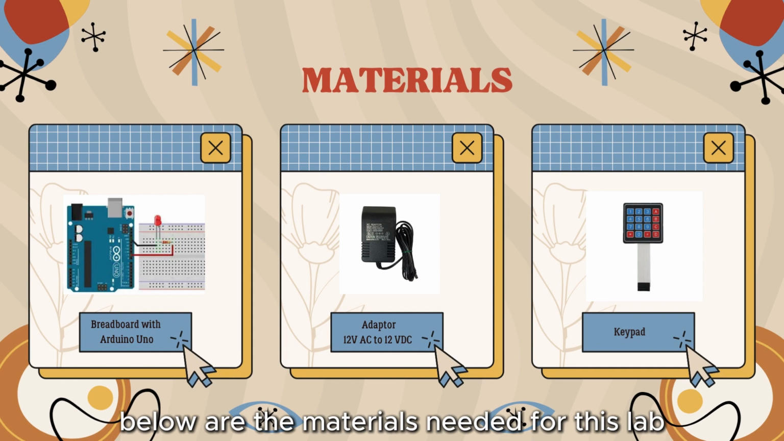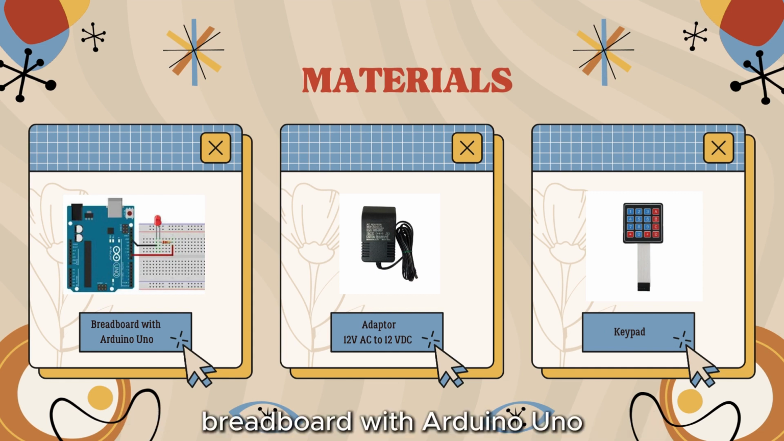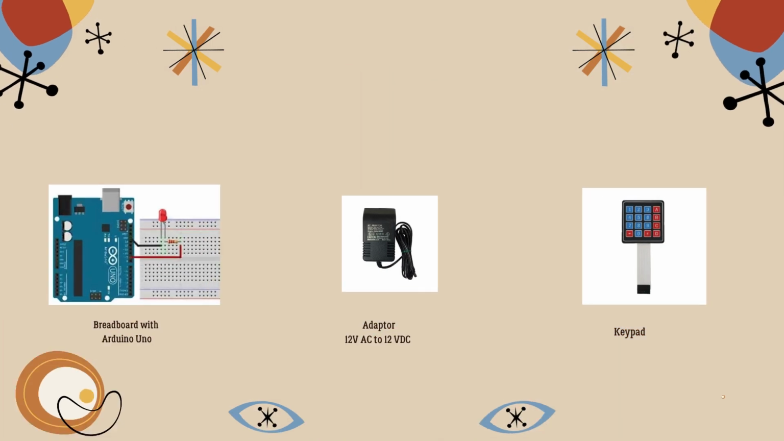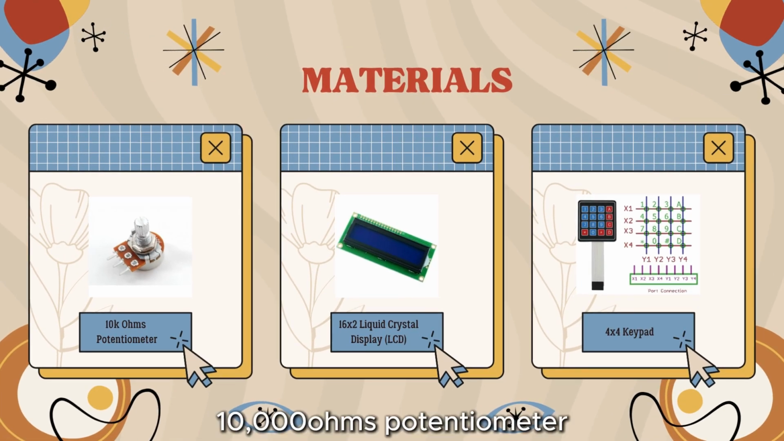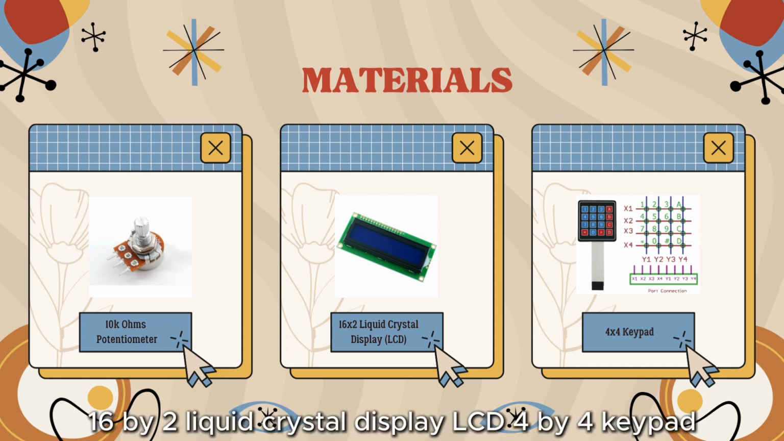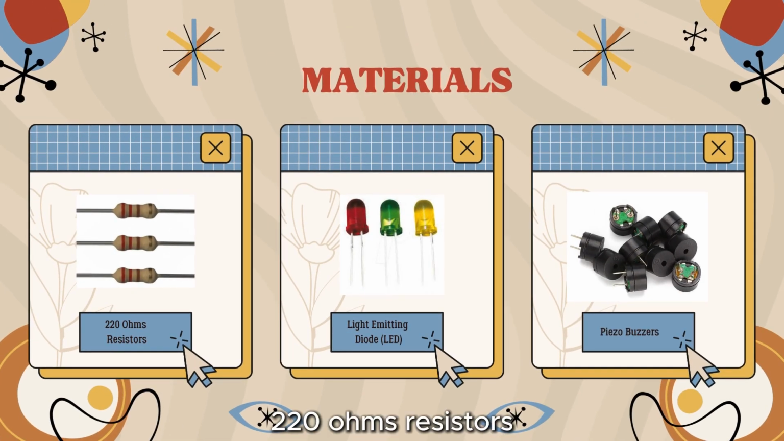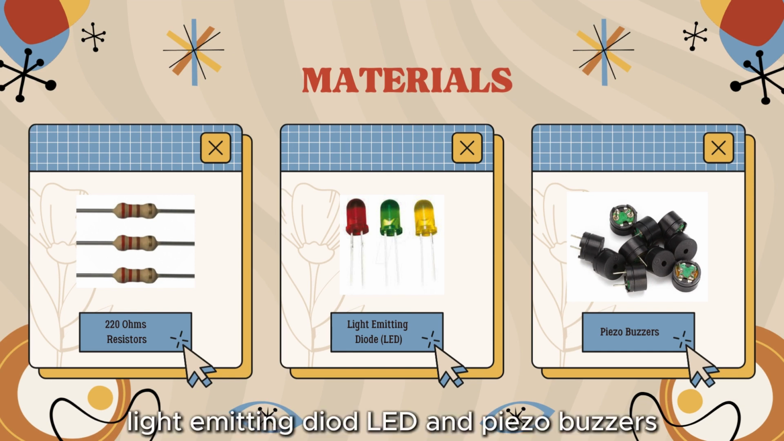Below are the materials needed for this lab. Breadboard with Arduino Uno. Adapter 12V AC to 12V DC. Keypad. 10,000 ohms potentiometer. 16x2 liquid crystal display LCD. 4x4 keypad. 220 ohms resistors. Light emitting diode LED. And piezo buzzers.